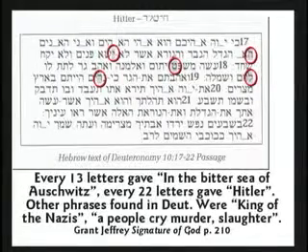Then in that same passage, they began looking for other things that have to do with Hitler. For instance, there's the Hebrew words for a people cry murder, slaughter. King of the Nazis was found in the same passage. Auschwitz was found every 22 letters, or every 13 letters gave in the bitter sea of Auschwitz, however many letters it is for Hitler. The fact is, there seem to be some very interesting hidden codes in the Bible.